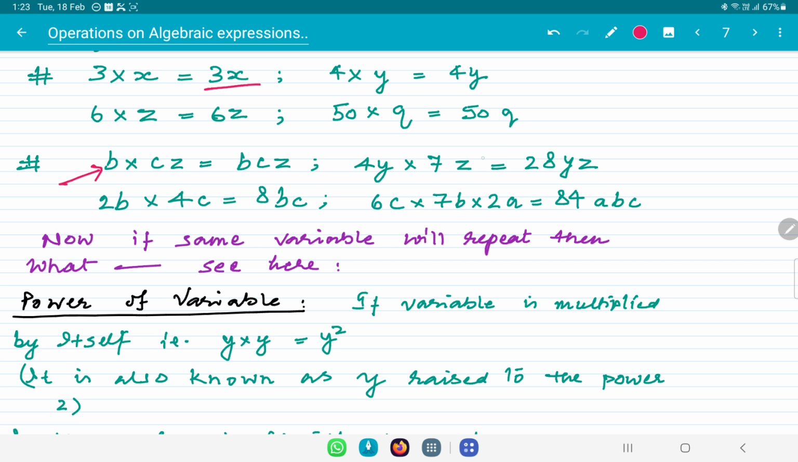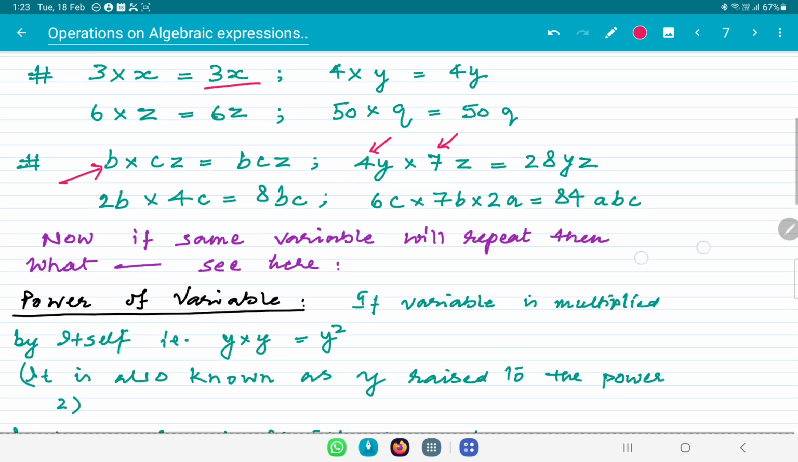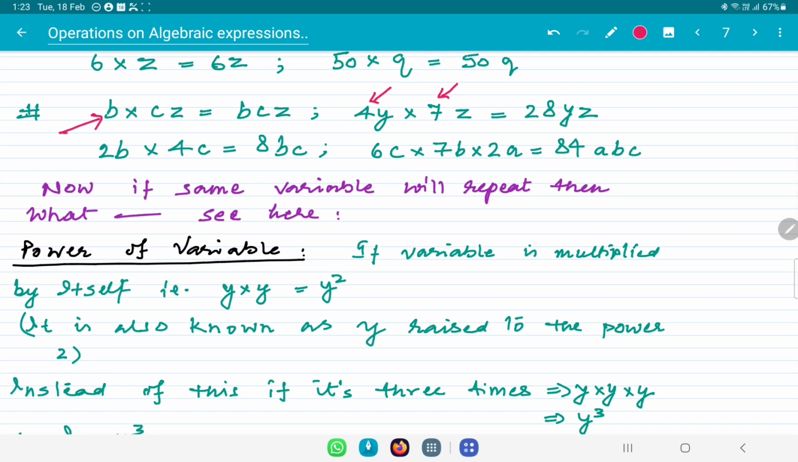If 4y is multiplied by 7z, here you are seeing 4 and 7 are constants and y and z are variables. So 4 and 7 will be multiplied, so we get 28, and y and z will be multiplied, so the final answer will be 28yz. Next, 2b multiplied by 4c. So 2 and 4 are constants. 2 and 4 will be multiplied, so it will become 8, and b and c multiplied, so the final answer will be 8bc.